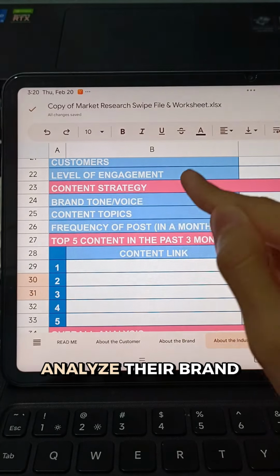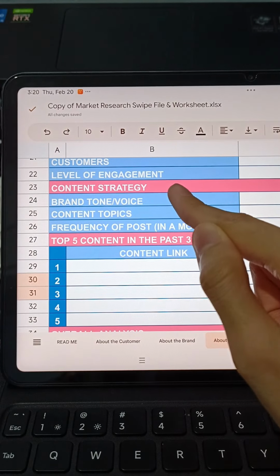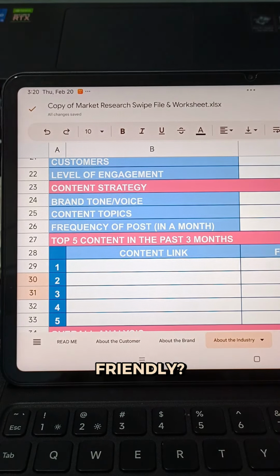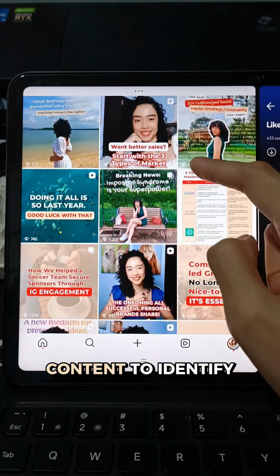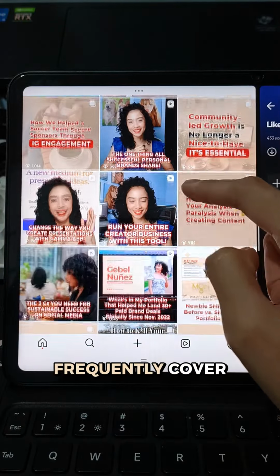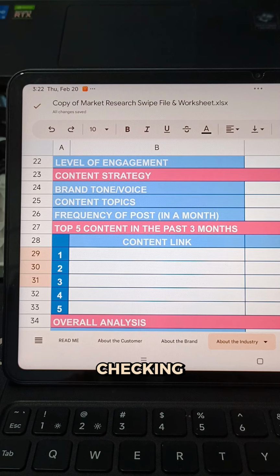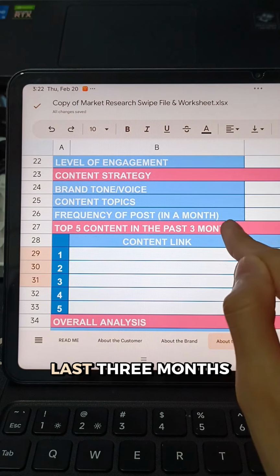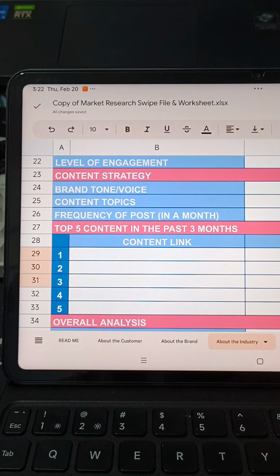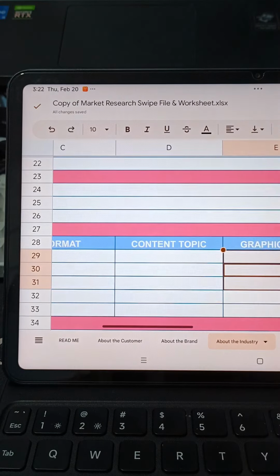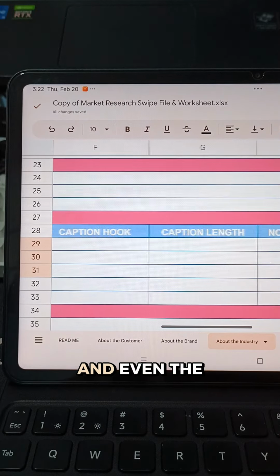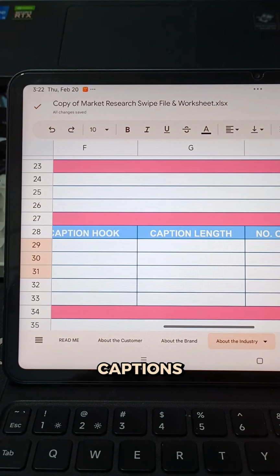Moving on, we analyze their brand voice. Is it authoritative, friendly, or playful? We scan their content to identify the topics they frequently cover. This includes checking the top-performing content from the last 3 months. We note the format and themes, along with the hooks they use, and even the length of their captions.